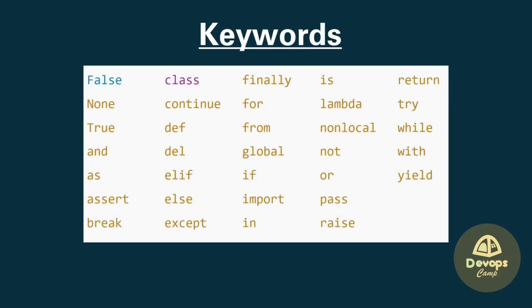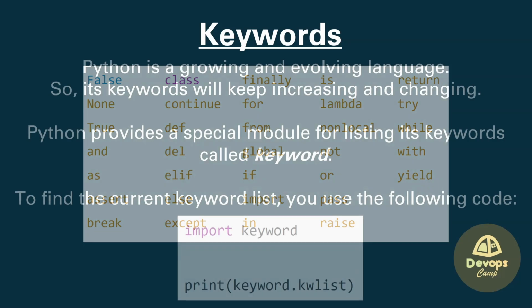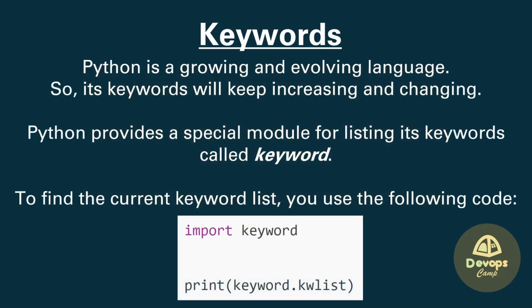Some words have special meanings in Python. They are called keywords. The following shows the list of keywords in Python. Python is a growing and evolving language. So its keywords will keep increasing and changing. Python provides a special module for listing its keywords called keyword. To find the current keyword list, you use the following code.